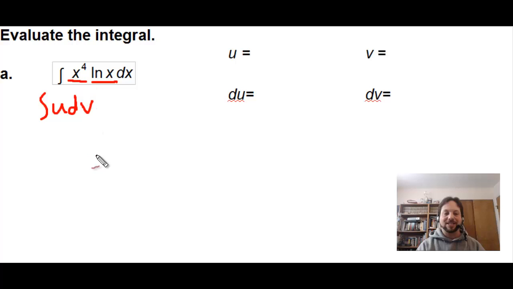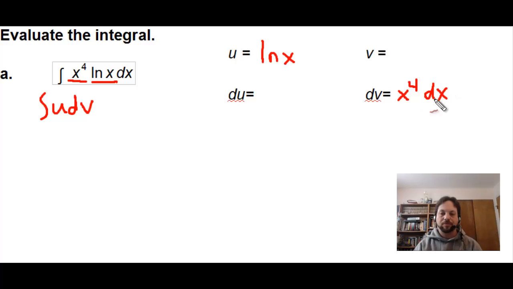u should be the factor that is easier to differentiate, while dv should be the factor that's easier to integrate. I've set this chart up over here, which you'll get used to, for me to fill in the u and dv. Well, taking a look at these two factors, which one of these would be easier to differentiate? Hopefully it's clear to tell that that would be the natural log of x. After all, at this point in time, we don't even know how to integrate the natural log of x, although that will become clear shortly. So I'll let u equal the natural log of x. I'll let dv be x to the fourth dx.